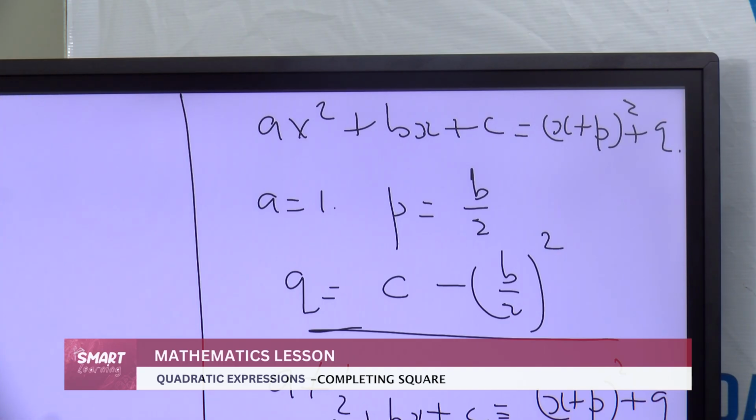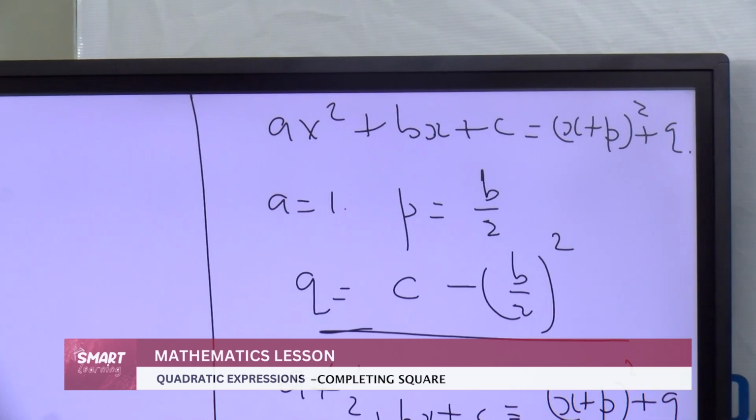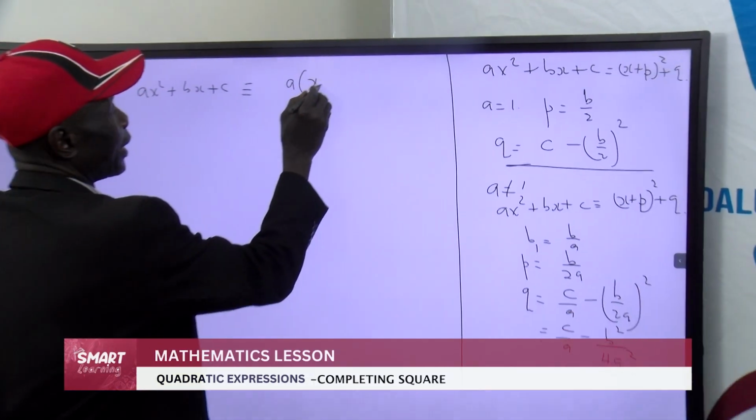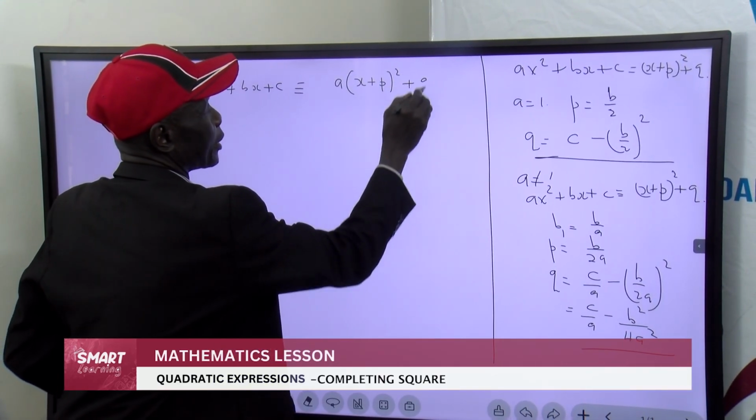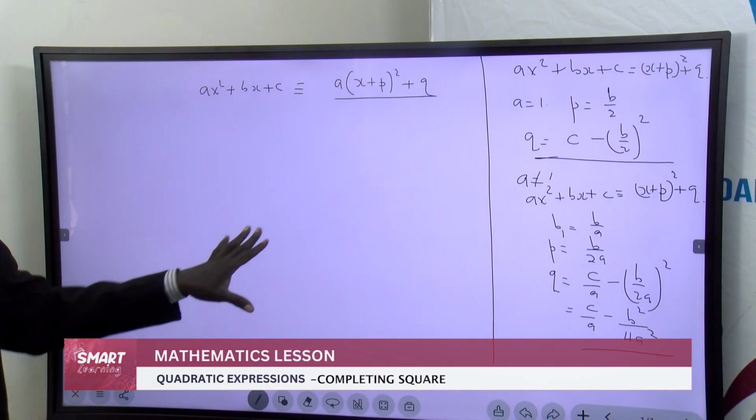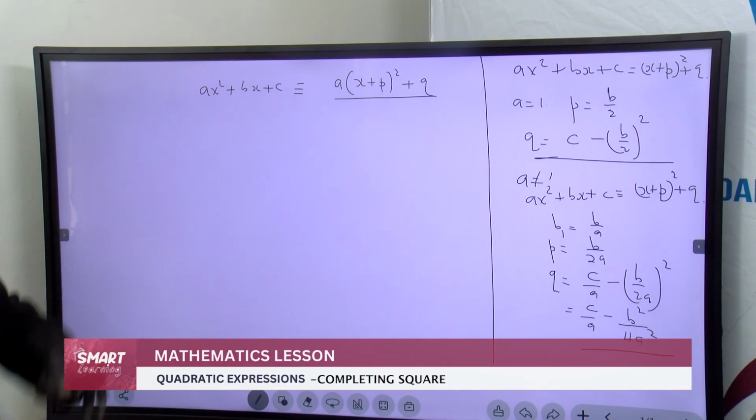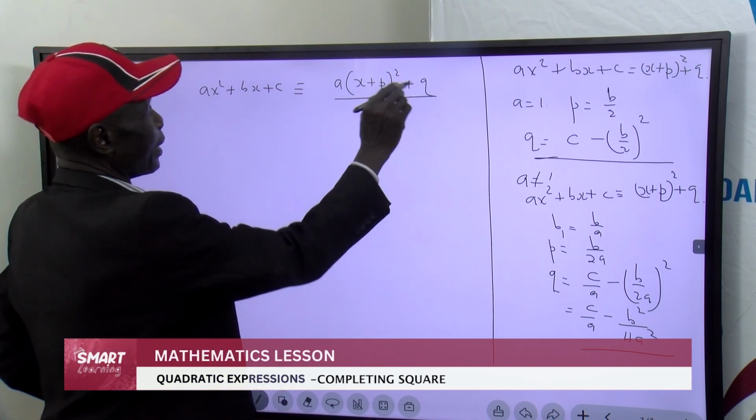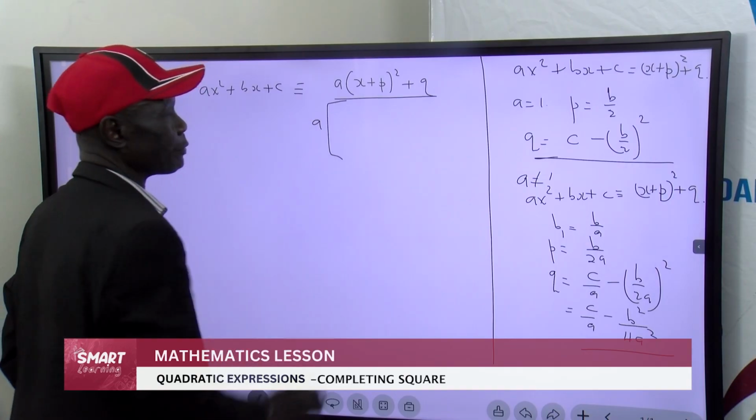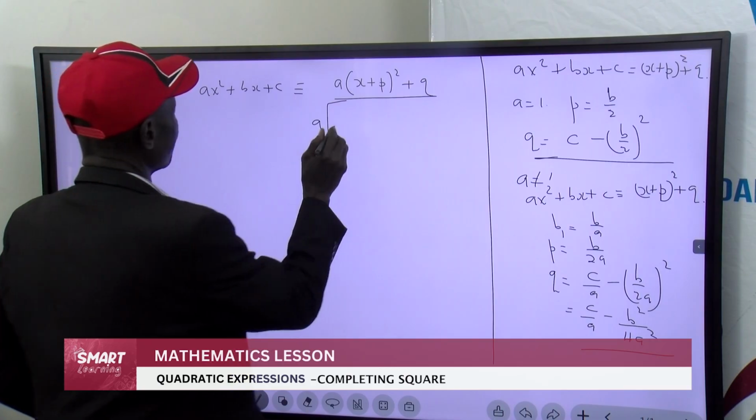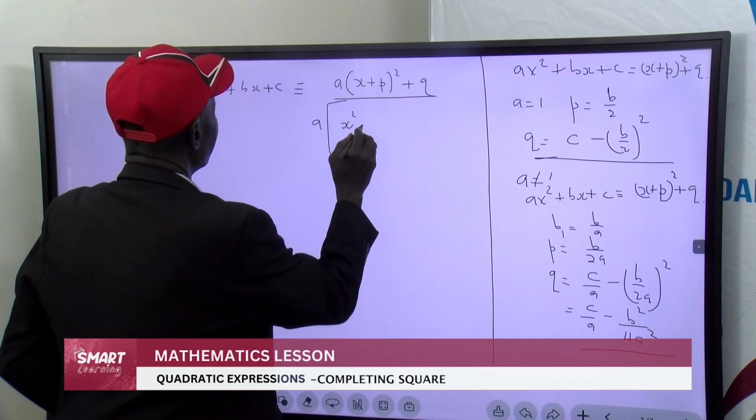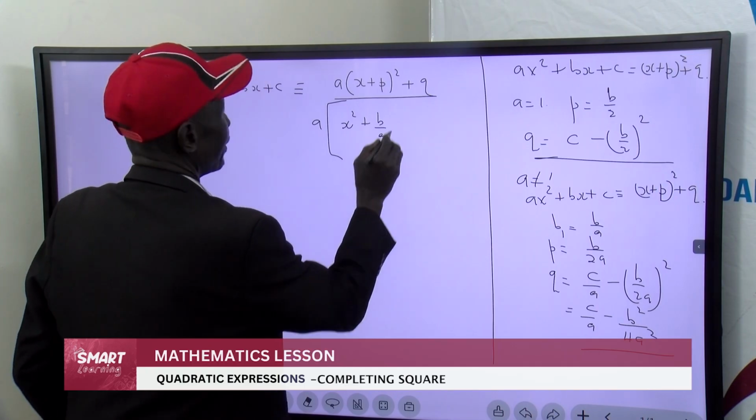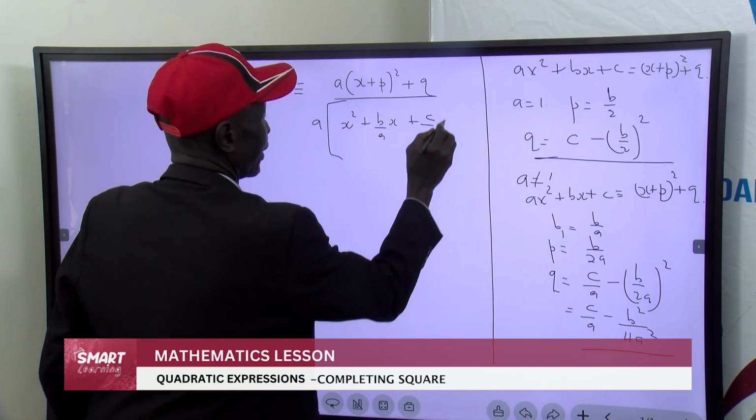Now, suppose you have your ax squared plus bx plus c, but this time I want to write it in the form of a in bracket x plus p squared plus q. You see that we have to factor out our a, and that means everything must be divided by a. So I write a, then I must have a big bracket. So I'm going to have x squared plus b over a x plus c over a.